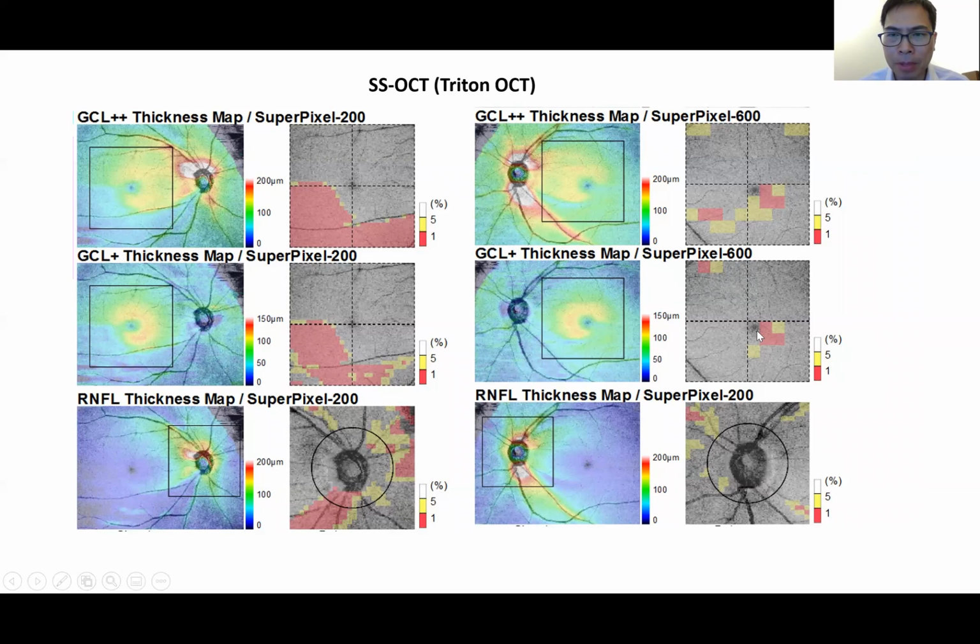But the pixels don't really conform to any known trajectories of the axonal fiber bundles. So it's really hard to know whether these pixel changes are false positive detections or genuine loss of this GCL and RNFL layer.